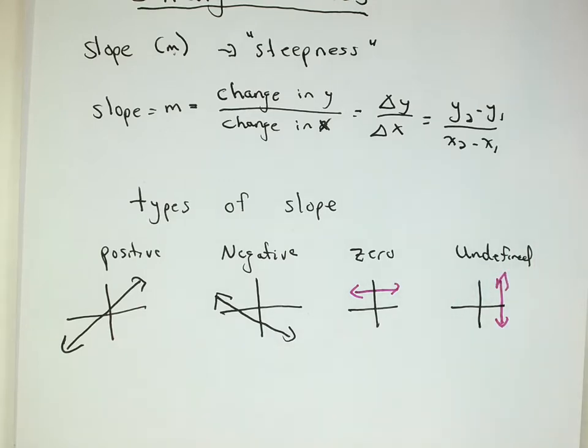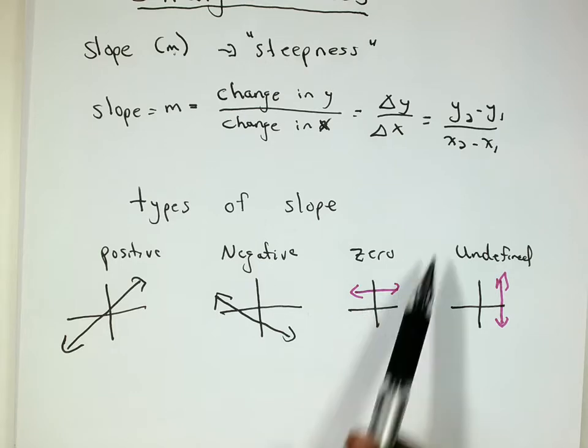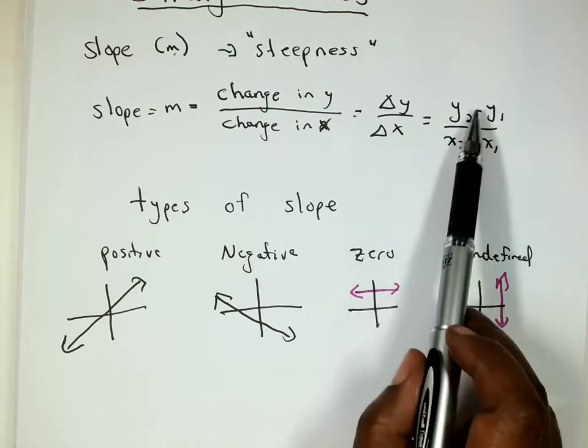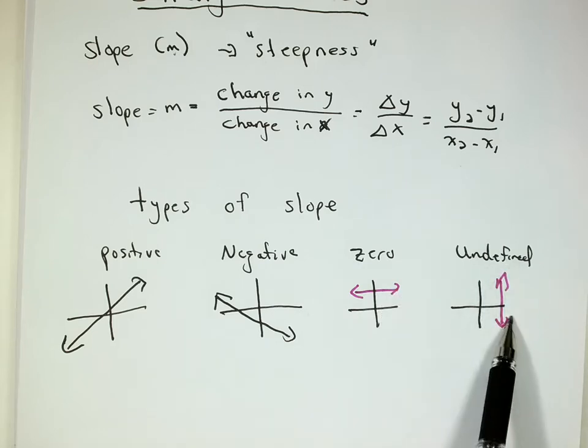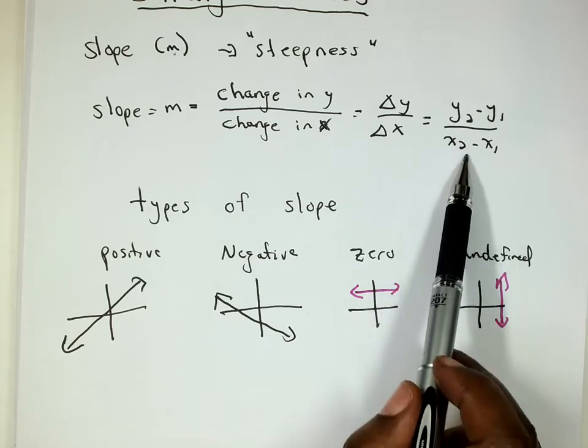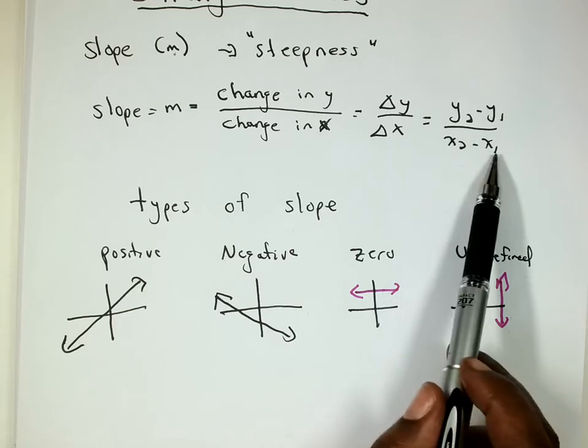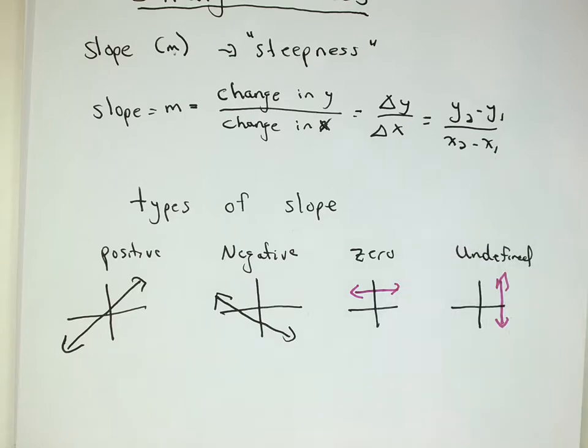So how does that, especially these last 2 cases, relate to this? 0 slope means the y's never change. And you can see as it goes straight across, the y's are always the same. Whereas undefined, x never changes. And so you get a division by 0, which we know is undefined. So that's why we call that slope undefined. So there's no movement at all from left to right for that.